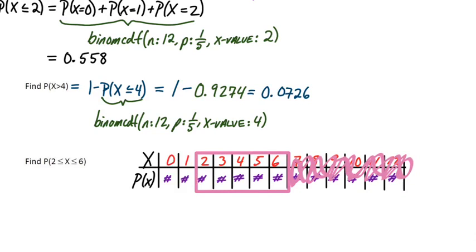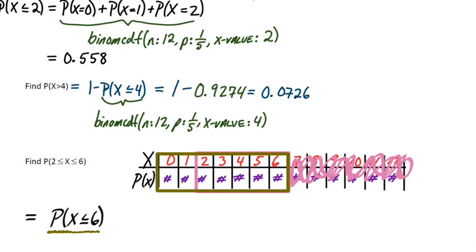Okay, so let me erase that part for just a moment. So let's start with the upper bound here, which is 6. Can you just give me the probability that the kid gets 6 or fewer questions correct? Okay, so if I just focus on that, I'll make a gold box here. The kid gets from 0 up to 6 questions correct. I can easily do that in my calculator with the binomial CDF command.